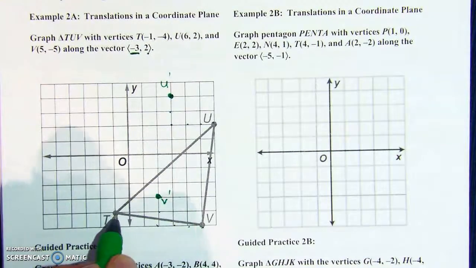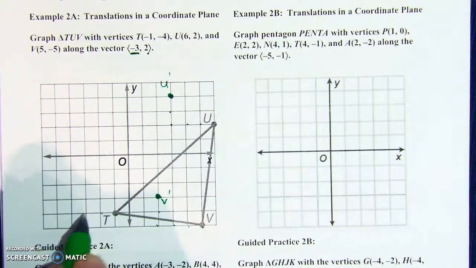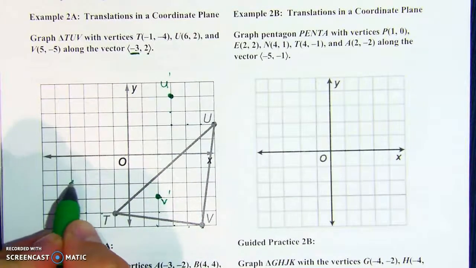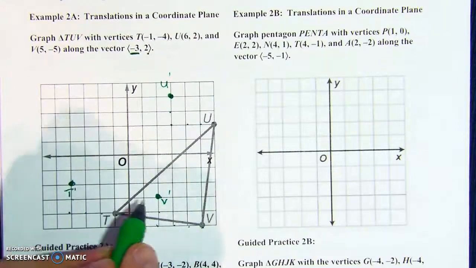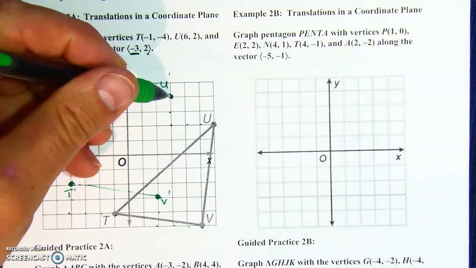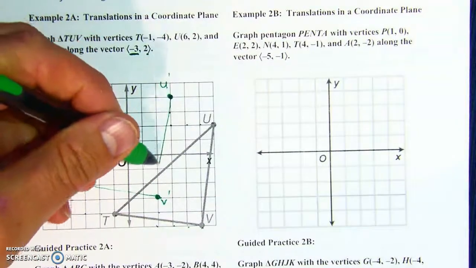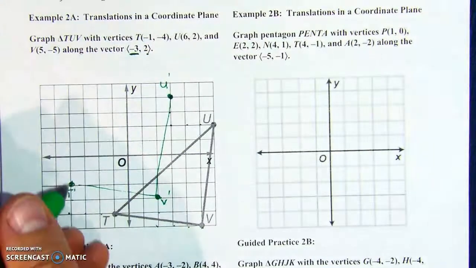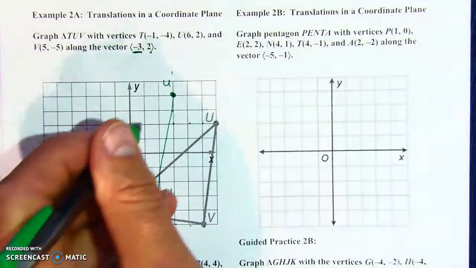And then we'll do the same thing with T. Over 3, 1, 2, 3, and up 2, and that would be my T prime. And then all we have to do is just connect our points. I'm not going to do a very good job here, so don't laugh at me too much. Okay, and then we get our translation.